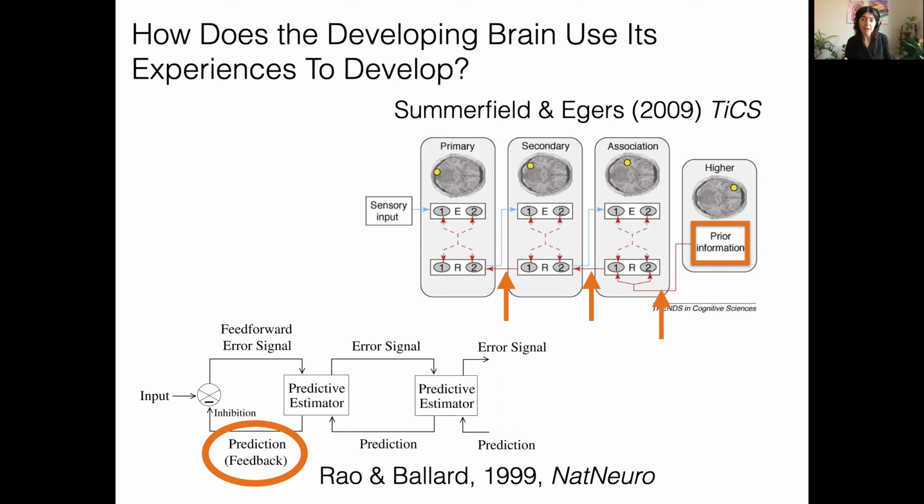So my work started by asking, is the developmental brain capable of something like this? This is very complex for an infant brain to do. Are infant brains doing something like this, having higher level systems interacting with lower level systems? And do we think that would matter for development?